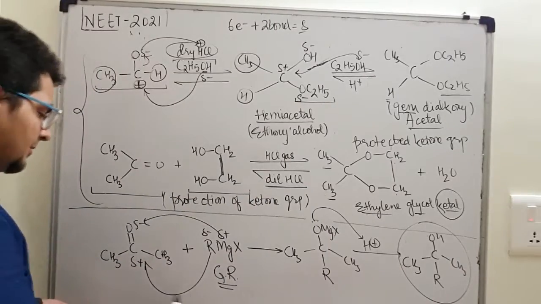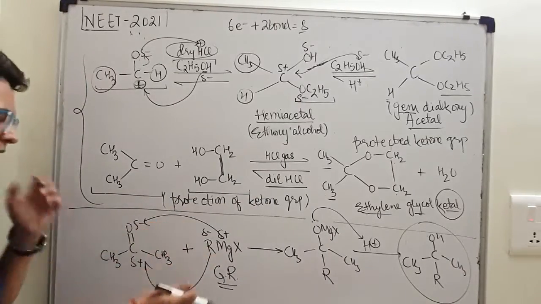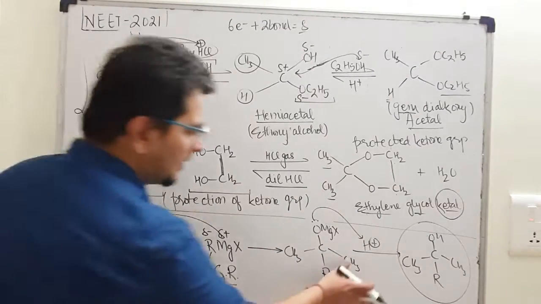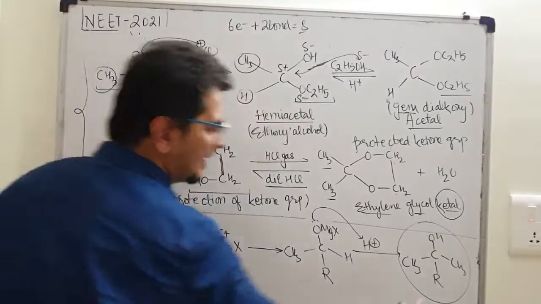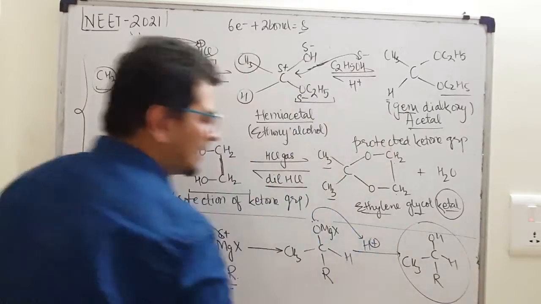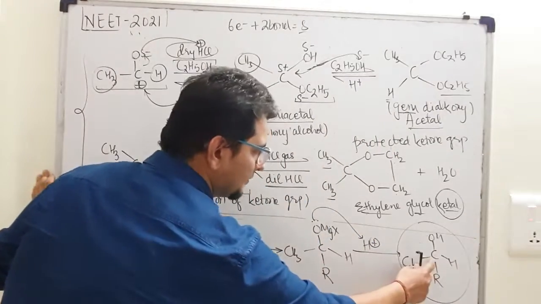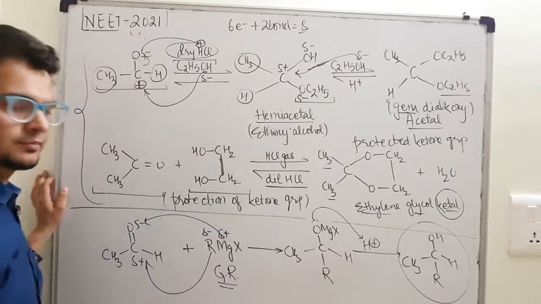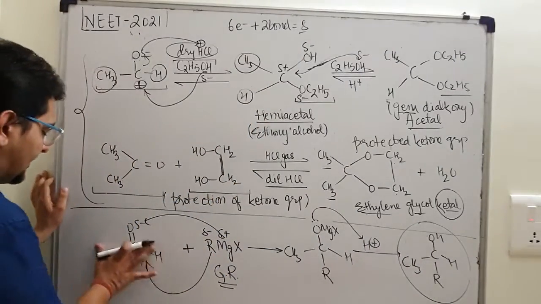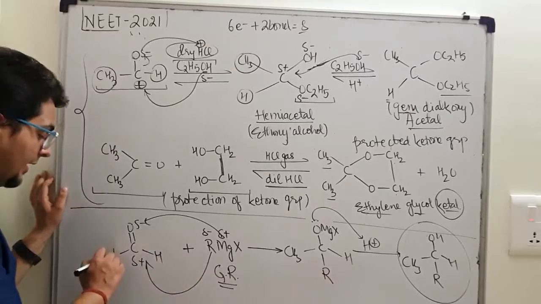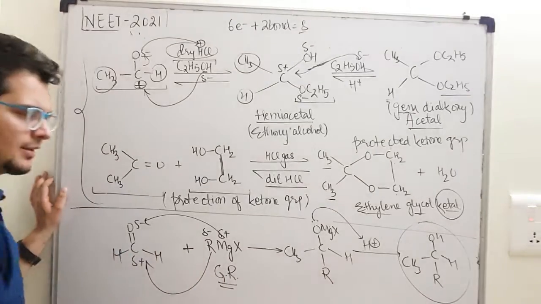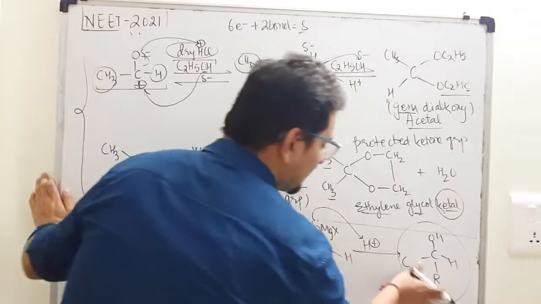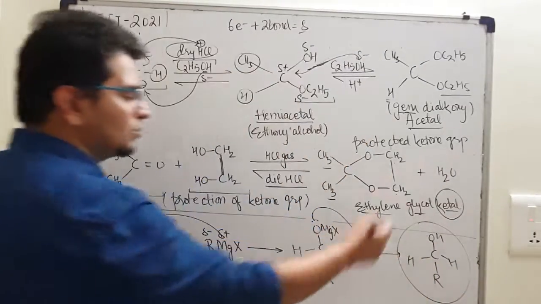You take a ketone, so you get a tertiary alcohol. If I take an aldehyde, what will happen? H came here, and also here. You got a secondary alcohol, because the carbon which has the OH group is connected to two carbons, and that is called a secondary alcohol. If I take formaldehyde, there are hydrogen atoms on both sides, so hydrogen will come here on both sides. So it will become a primary alcohol, RCH2OH.